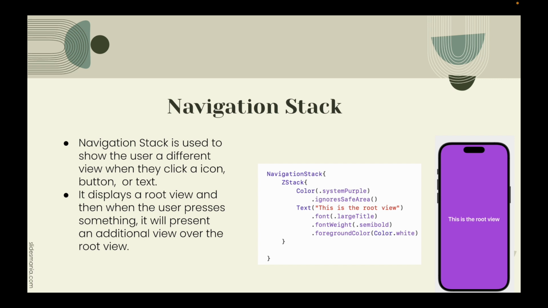It displays a root view, and then when the user presses something, it will present an additional view over the root view. So in this example right here, we have a navigation stack, and then we have a Z stack under that. Under the Z stack, we made the background color purple, and then I added a text above that background color called "This is the root view."